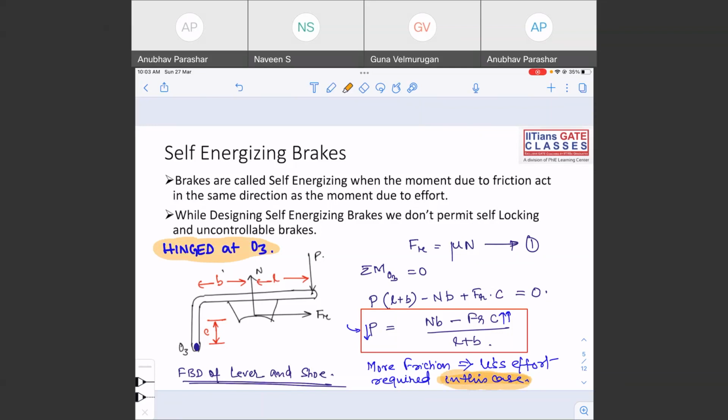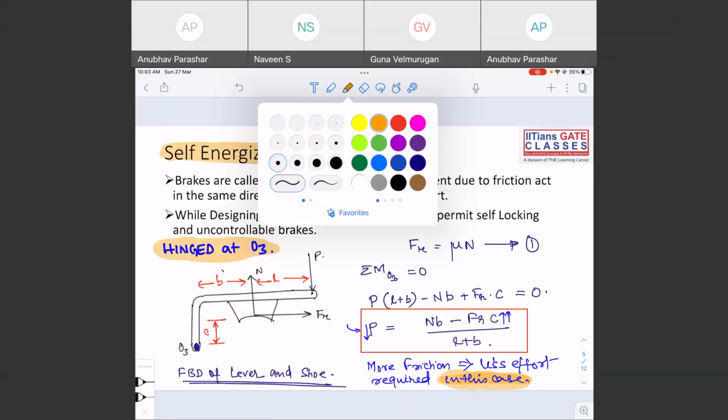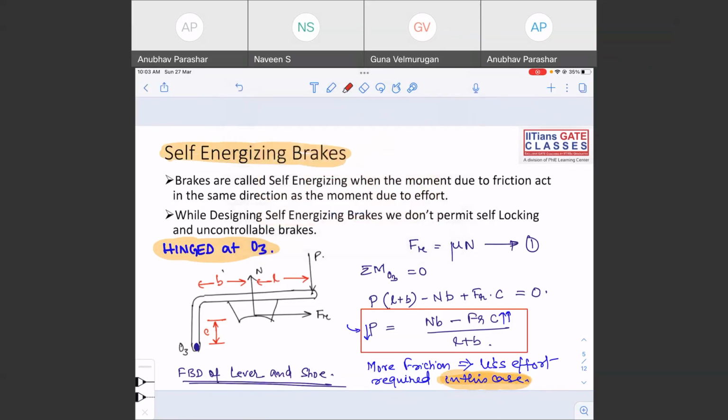This kind of brakes are called self-energizing brakes. Why? What is the speciality? Because the moment due to friction acts in the same direction as that of the moment due to effort. You have seen this is also positive, this is also positive. Both of them are clockwise, right? So the friction force helps in breaking the system.